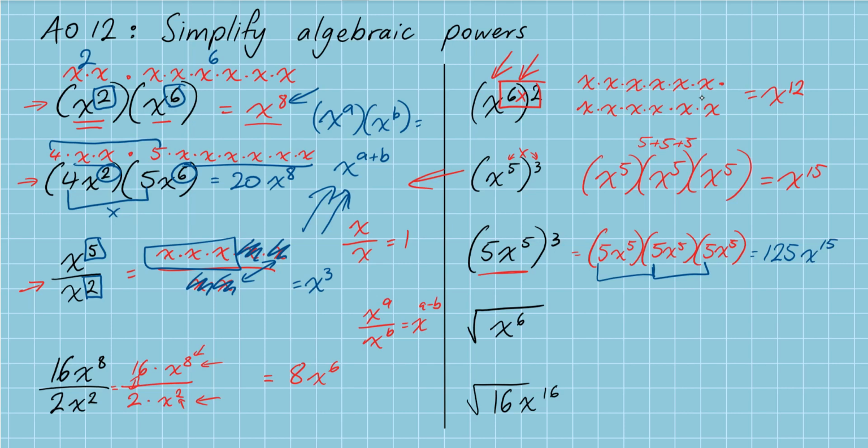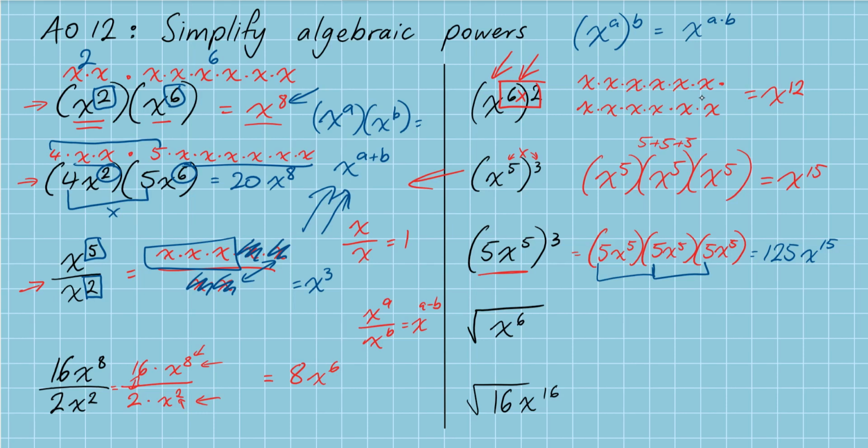So if we want to write a generalization for this one, what we'd say is if it is (ax^a)^b, it is going to be a^b x^(a times b). That's your little indices shorthand there.